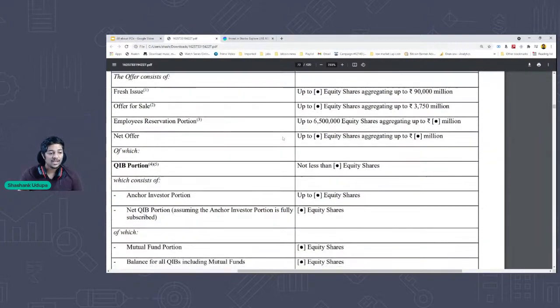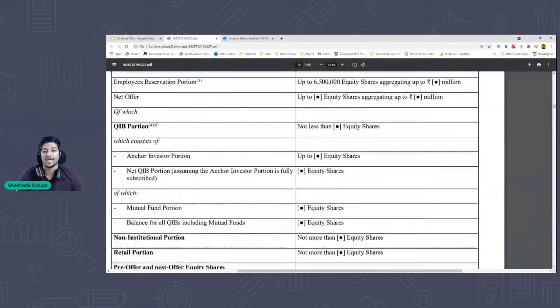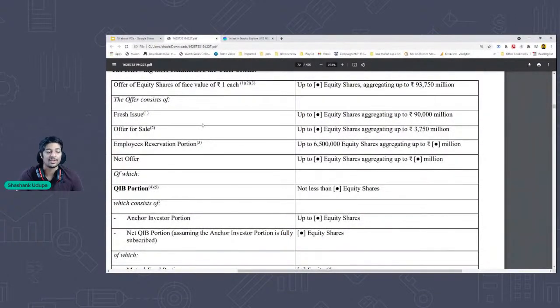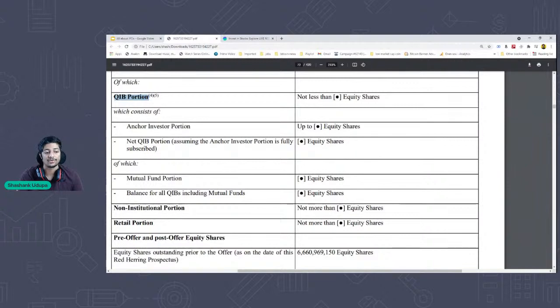Now, if you look at this, then finally comes more stuff, which is basically how many shares are going to be issued to the retail portion, how many shares are going to be issued to QIB, how many shares are going to be issued to non-institutional HNIs, right?